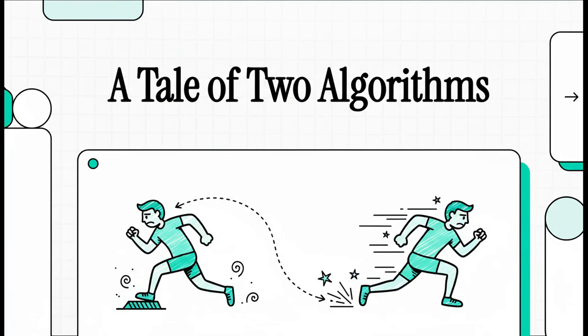Okay, let's dive into this because we've got a really cool puzzle today, one that comes straight from the world of programming. It's kind of like a tale of two twin algorithms. They look almost identical, but one of them is a world-class sprinter and the other, well, the other one is stuck in molasses. We're going to figure out why.